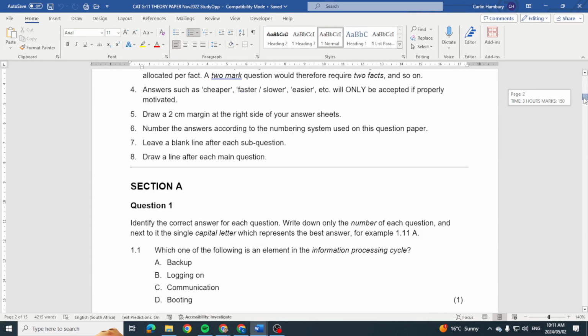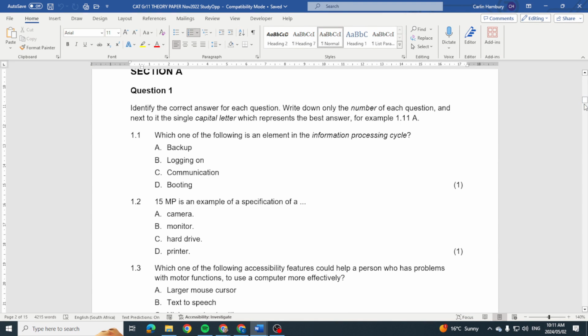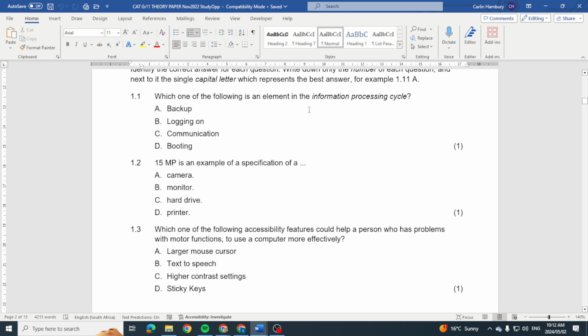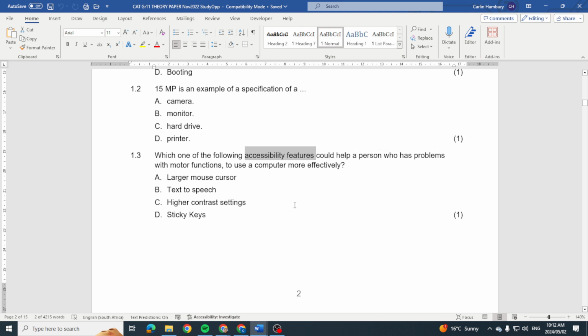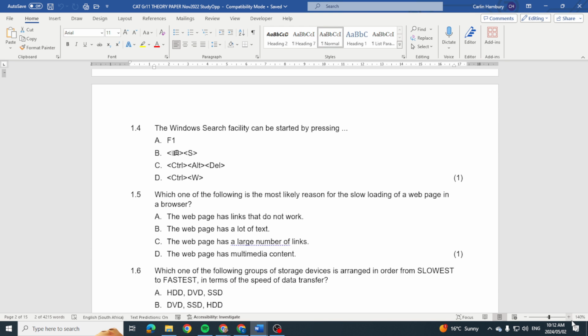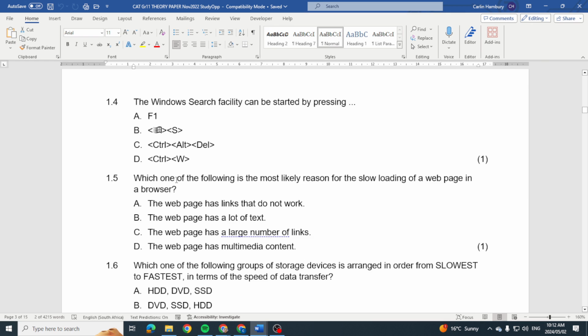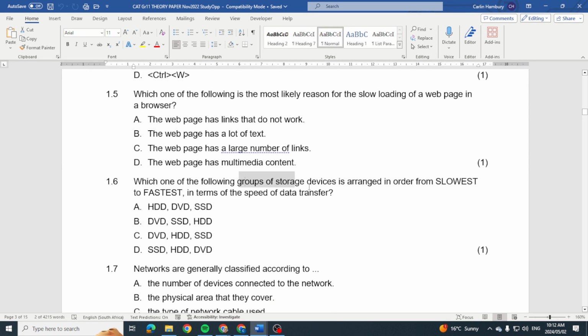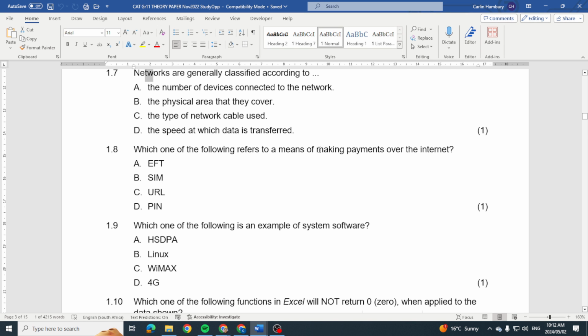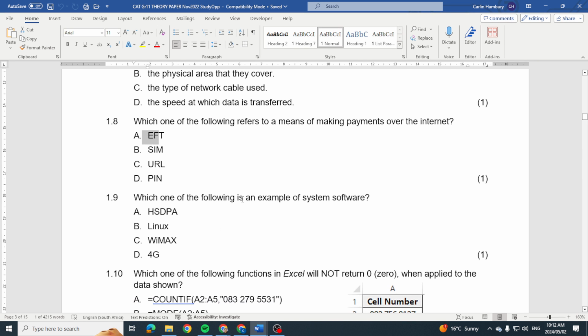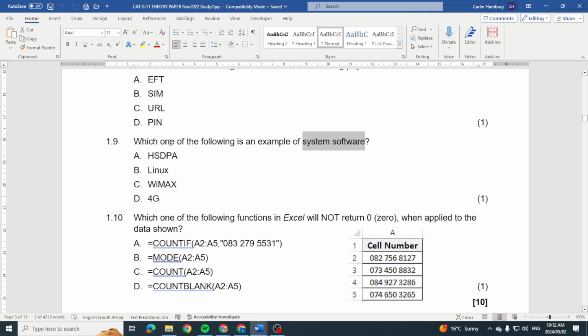So in our multiple choice section, you can see they're talking about things like the information processing cycle, megapixels. We're looking at accessibility features, shortcut keys, storage devices, and the reason why a web page would be loading slowly in a browser. Some networks. We're talking about EFT payments here as well, system software. Can you see that in the multiple choice section, there's a variety of questions, right?